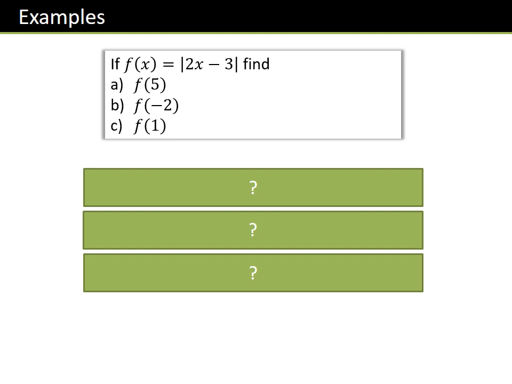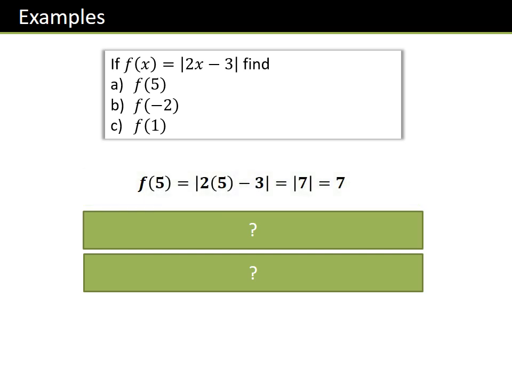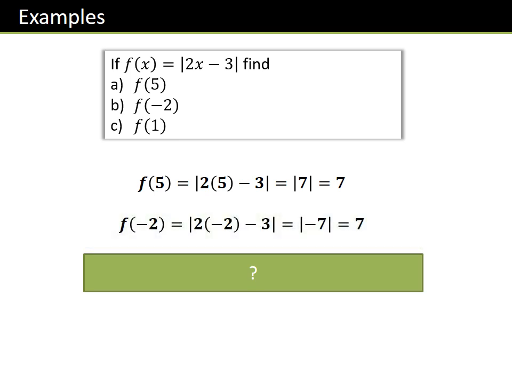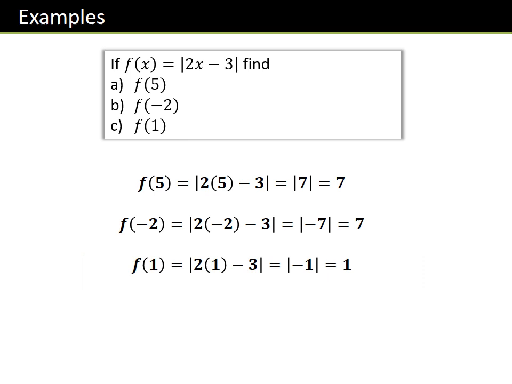Let's look at the first one. Well, the first one is fairly straightforward. When we put 5 into there, we get 2 times 5 minus 3. We've got the modulus of 7. Well, the modulus of 7 is just 7. Let's look at the next one. We put minus 2 in. 2 times minus 2 is minus 4. Minus 3, we get minus 7. So the value inside the modulus sign is minus 7. So the modulus of minus 7 is 7. Now, let's try what happens when we put 1 in. If we put 1 in, 2 times 1 is 2, minus 3 will give me minus 1. The modulus of that is 1.